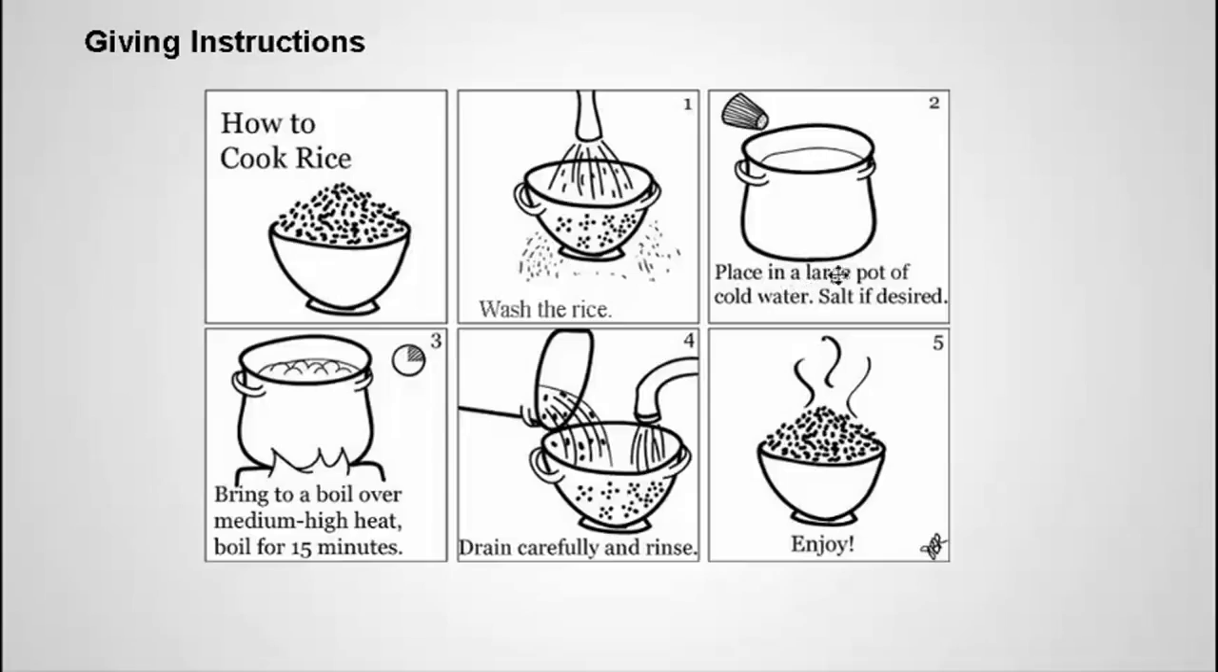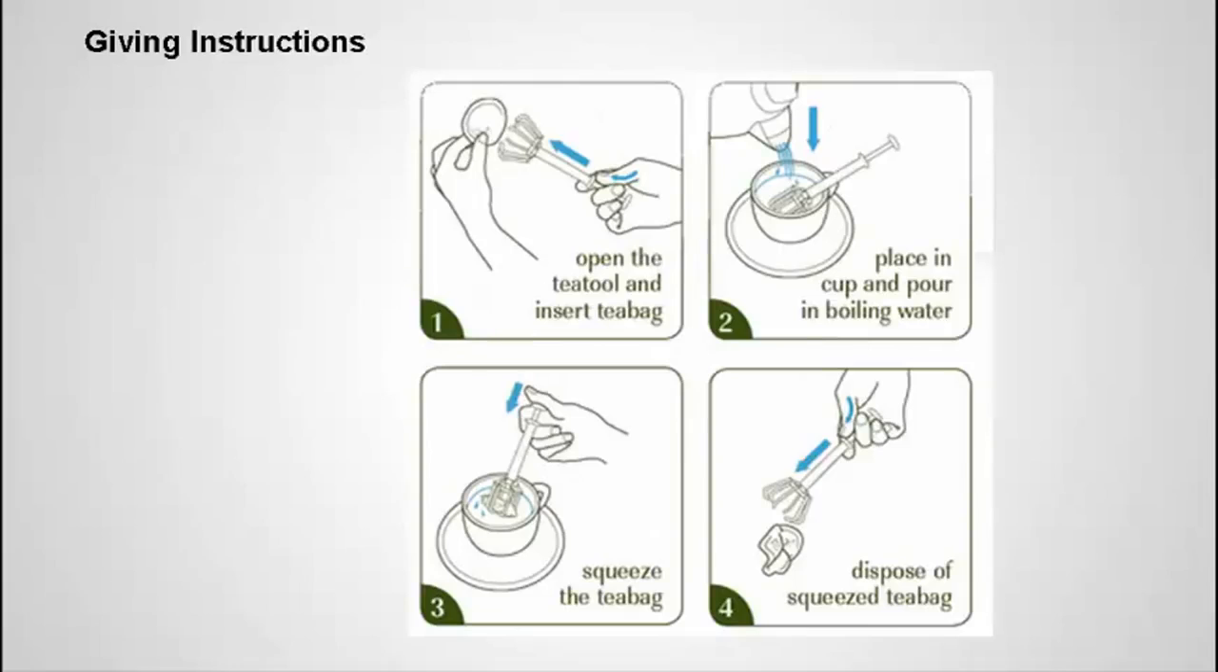Second, place the large pot of cold water on the stove. Salt it, if desired. Bring it to a boil. Drain it carefully. And one more, rinse. Wait, there's more. Don't forget to enjoy. So we can give instructions, including some happy parts. And here are some more instructions. Open the tea tool and insert the tea bag.